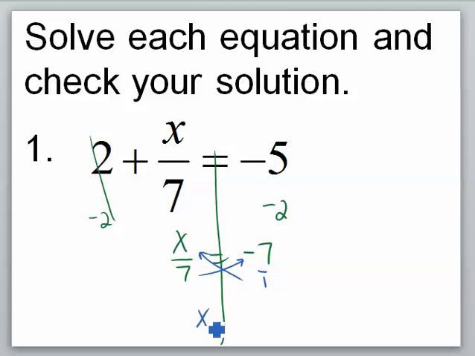1 times x is x, and 7 times negative 7 is negative 49. Always check your answer by plugging that back in. Negative 49 divided by 7 is negative 7. And so we have 2 plus negative 7, which is a negative 5, so it is correct.